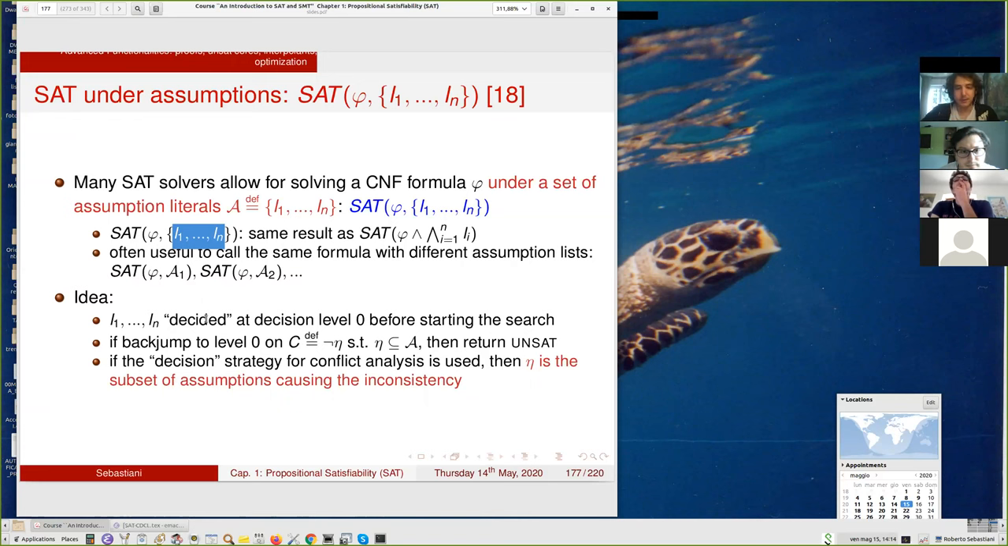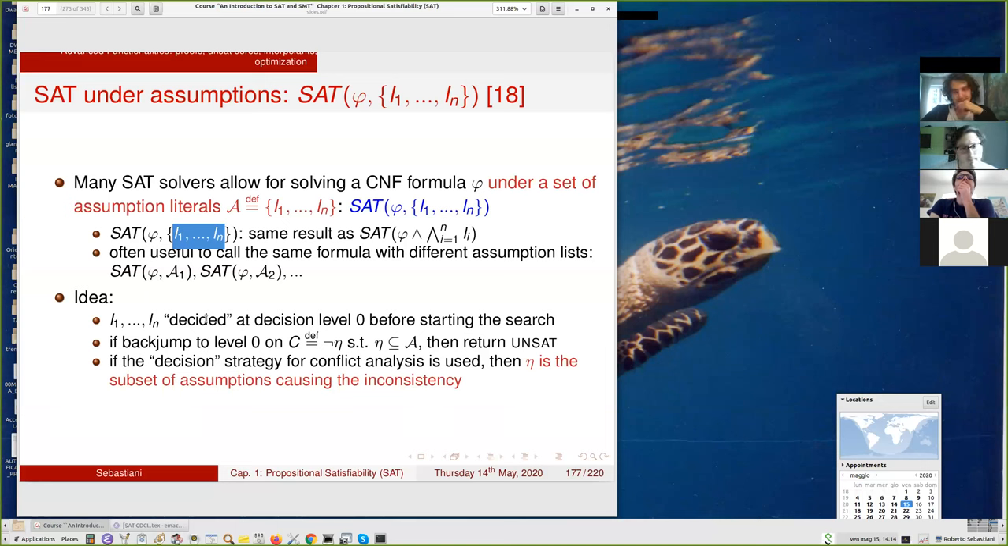So when we jump to level zero, remember, jumping to a given level means that all the literals in the conflict which generated the jump are smaller or equal than that level. If they are all smaller or equal than zero, then obviously they are all zero, right? Of course, if it contains something which is above that level, we will not stop and go ahead until we either find satisfiable or jump to level zero.